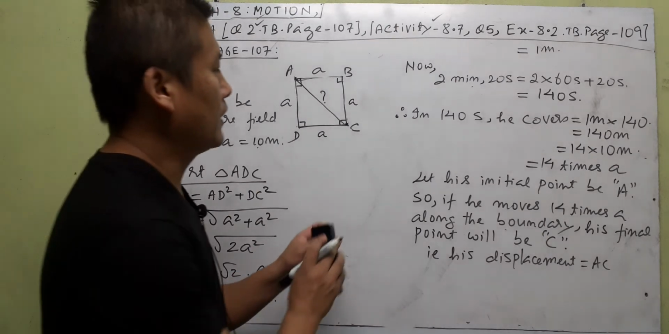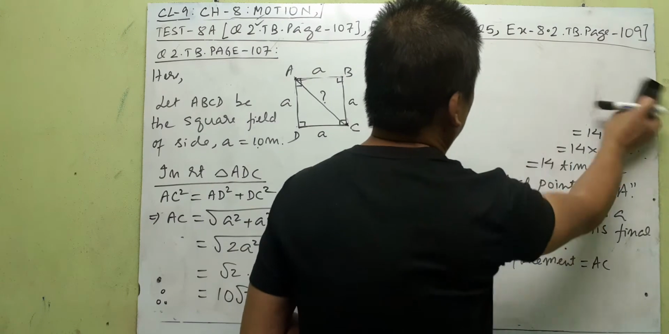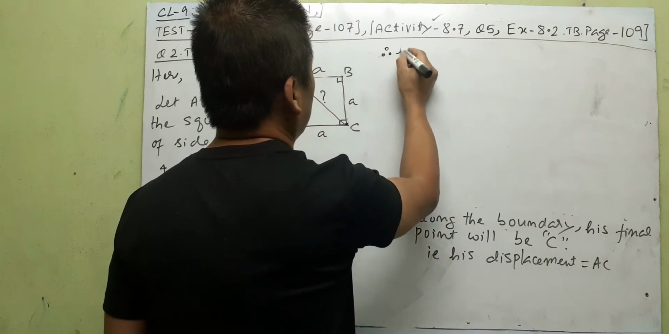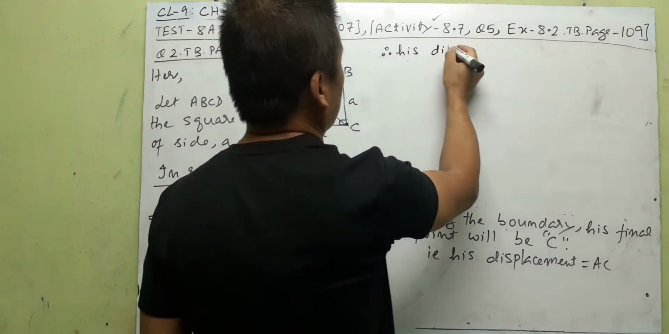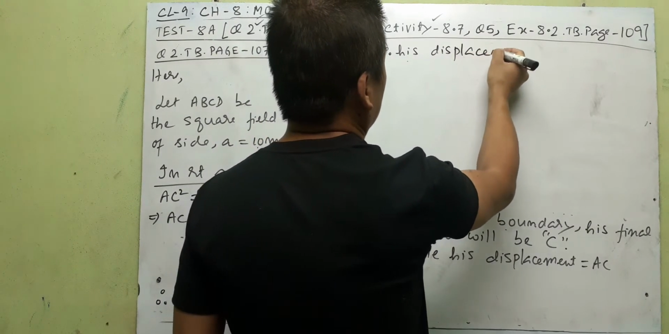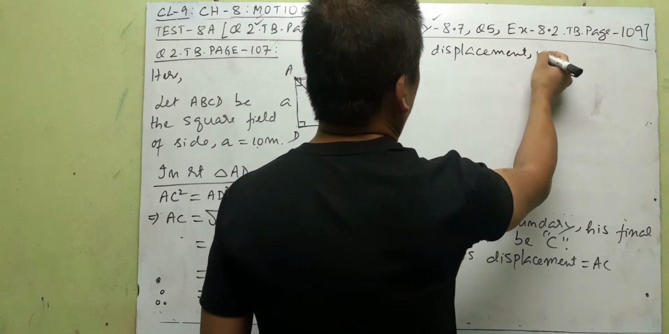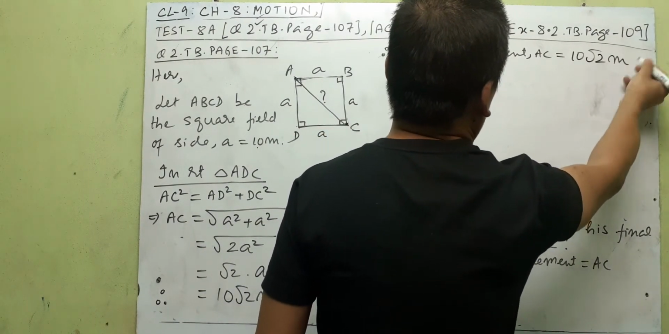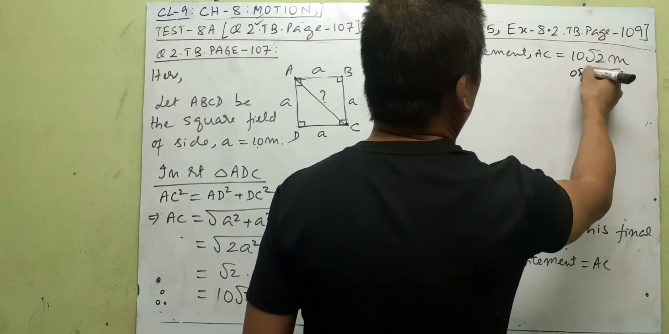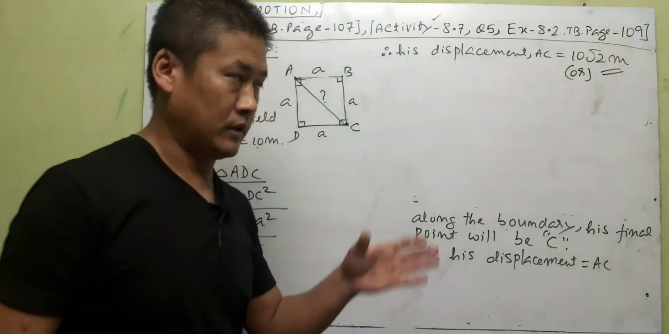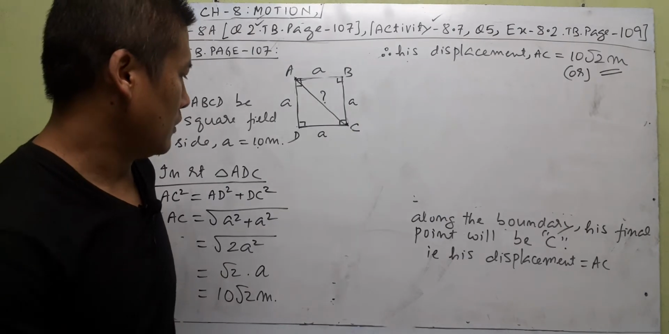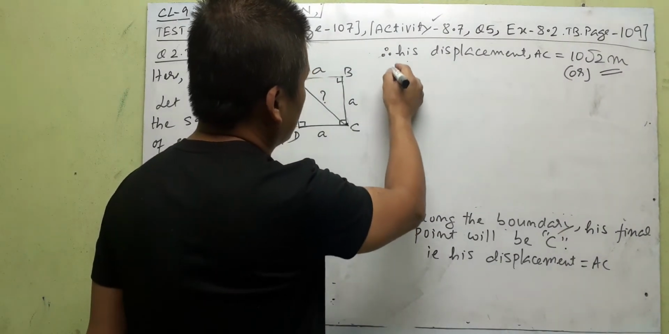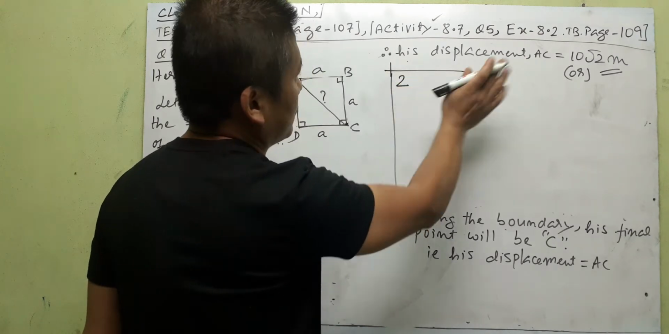Okay, so final answer. You write here, therefore his displacement AC here is equal to 10 root 2 meter. Okay, this can be your answer. Or some textbooks find out the value of root 2. So in order to find that value, you have to do the square root division. So this 2 is there.